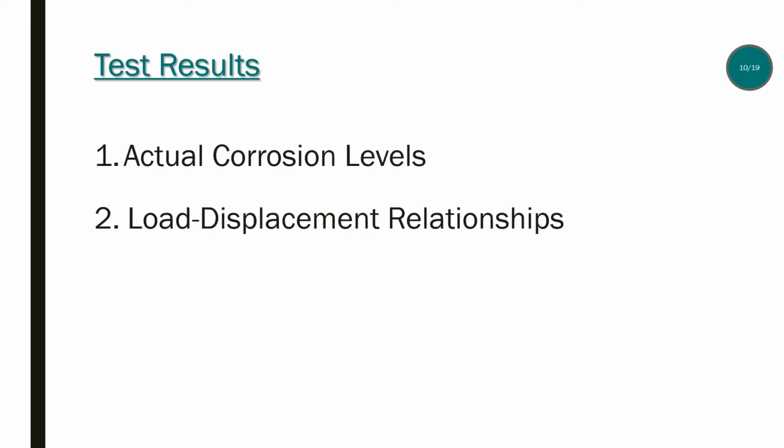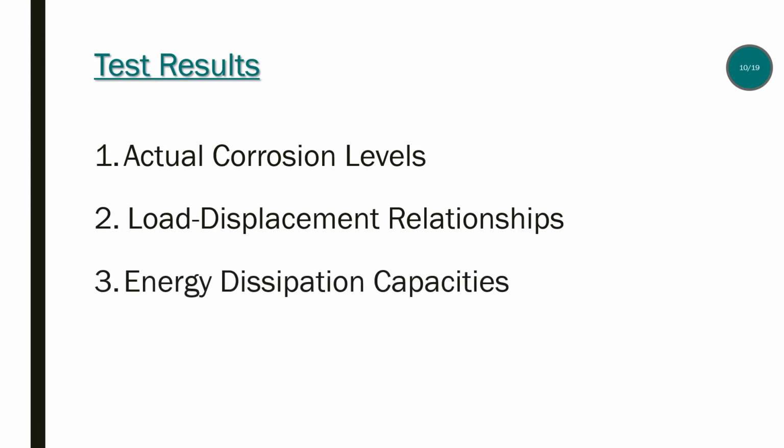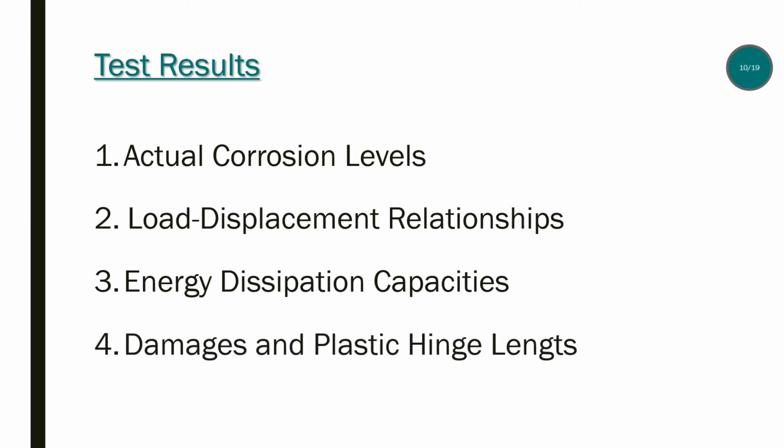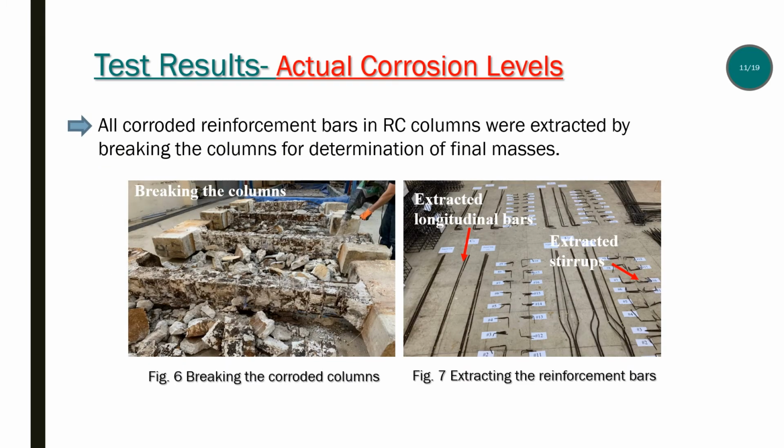Test results were analyzed under four titles: actual corrosion levels, load displacement relationships, energy dissipation capacities, and damage and plastic hinge lengths. This is one of the most important parts of this study. Our research team spent huge effort to obtain the actual corrosion levels.